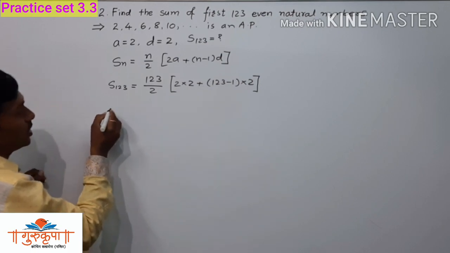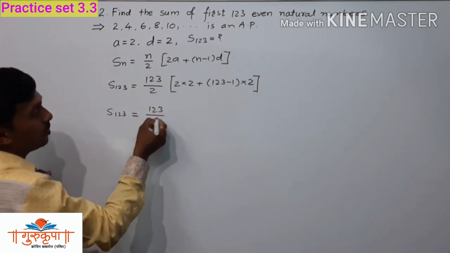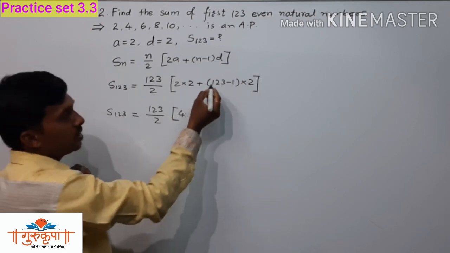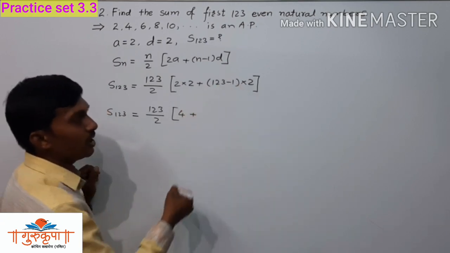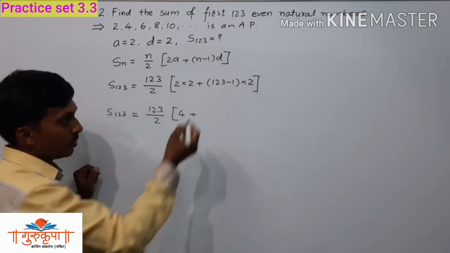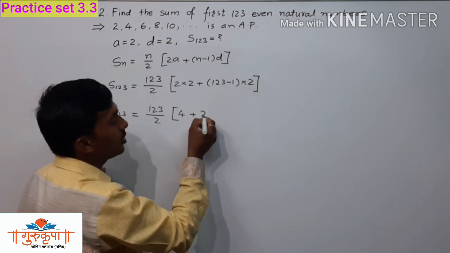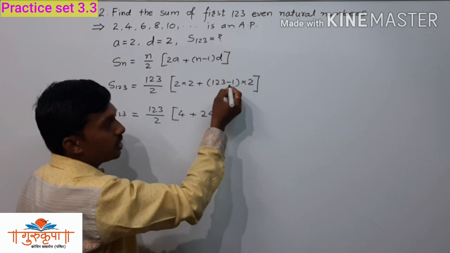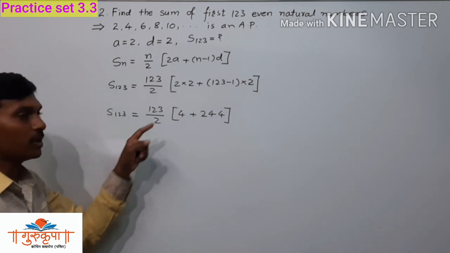Now we have to simplify this again. S123 is equal to 123 divided by 2 into the bracket, 2 into 2 is 4, plus 123 minus 1, that is 122, and 122 multiplied by 2, that is twice of 122, and that is 244. 123 minus 1 is 122, and twice of it: 2 2s are 4, 2 2s are 4, 2 1s are 2, that is 244.